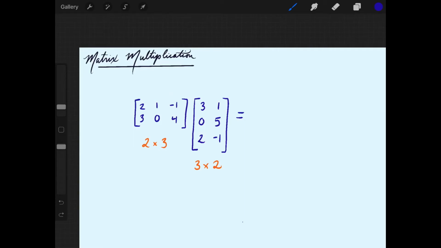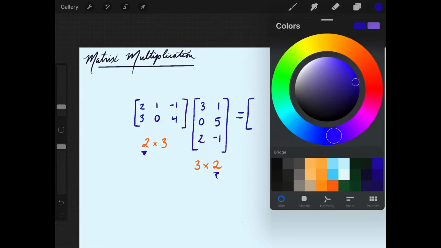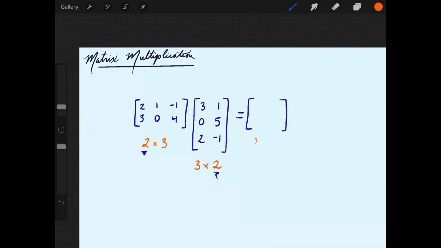When you multiply two matrices together, the result will have the same number of rows as the matrix on the left, and it'll have the same number of columns as the matrix on the right. So our result will be smaller than its parents. Our result is going to be a 2 by 2 matrix, which is a little bit strange.